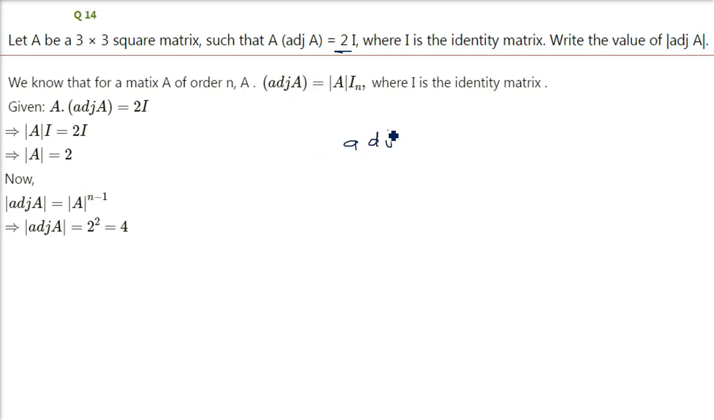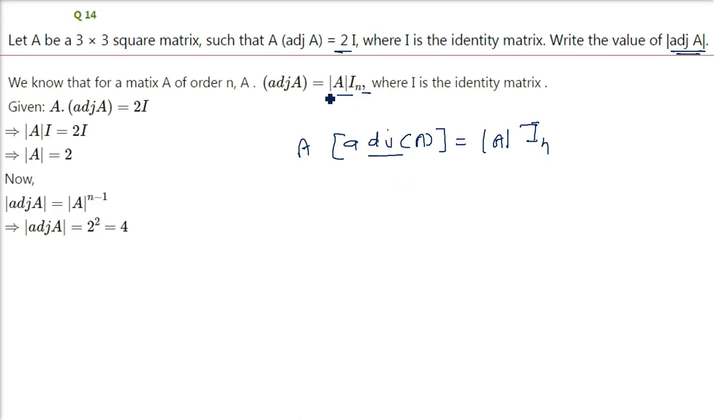We know that for a matrix A of order n, A multiplied by adjoint of A is equal to determinant of A times I subscript n, where n shows the order of the matrix. It can be 3, it can be 2. In this case, it will be 3. We have to find the determinant of adjoint A, so from this we can relate to the question.